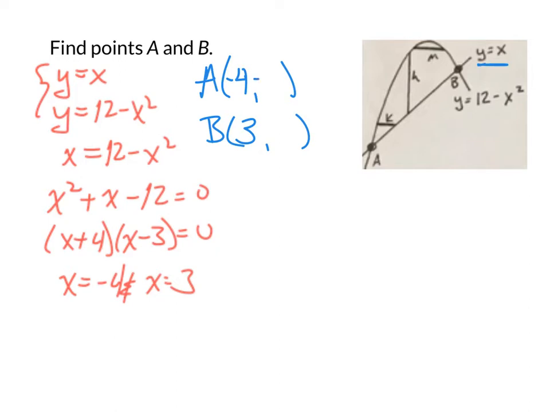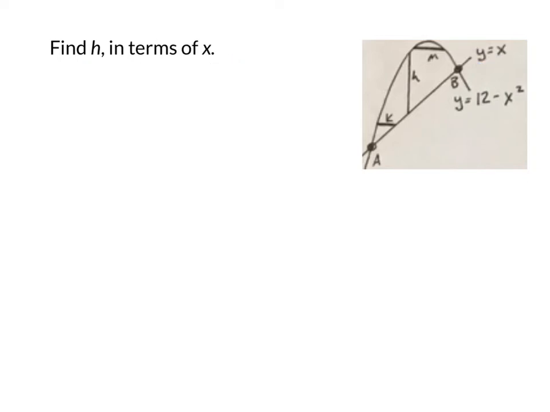So the y coordinate is going to be the same as the x coordinate. And there are our 2 points, A and B. And we still want to find length. So here again, find h in terms of x. So h is this vertical distance.